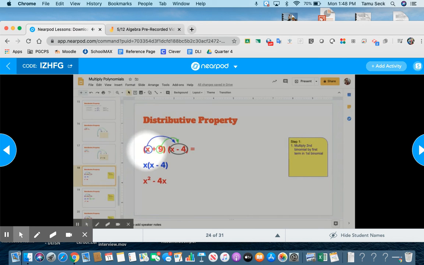So we're going to multiply x times the quantity x minus 4. x times the quantity x minus 4. And when we do that, we get x times x is x squared, and x times minus 4 is minus 4x.